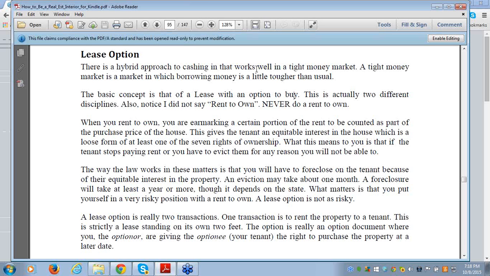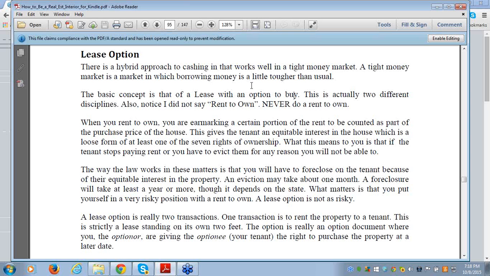So again, the benefits of a lease option to the owner are you get a non-refundable option fee, okay, typically 3 to 5% of the purchase price. You also get higher rents for the period of the option. If they default on the rent, you can evict them and keep the option fee, of course, because the option has no bearing on the lease or vice versa.